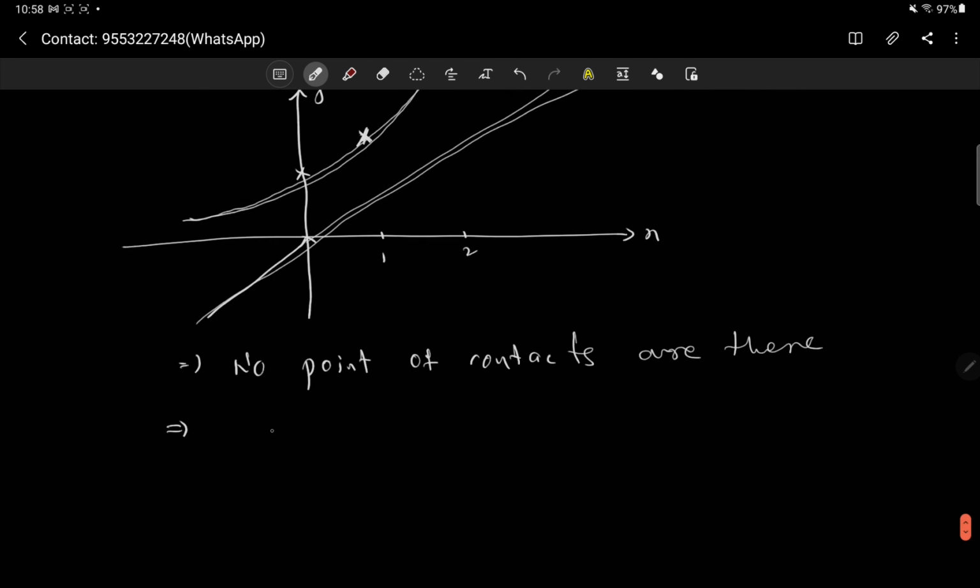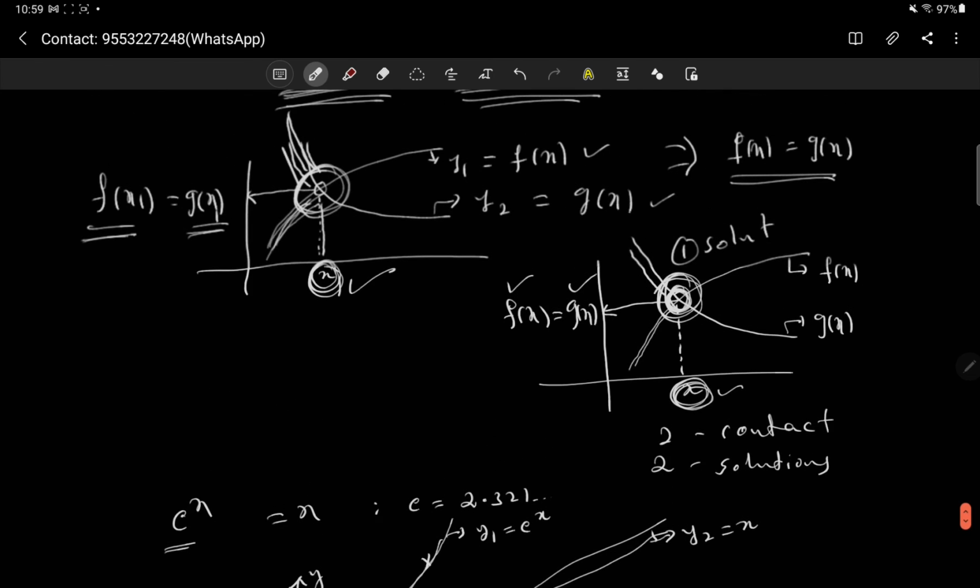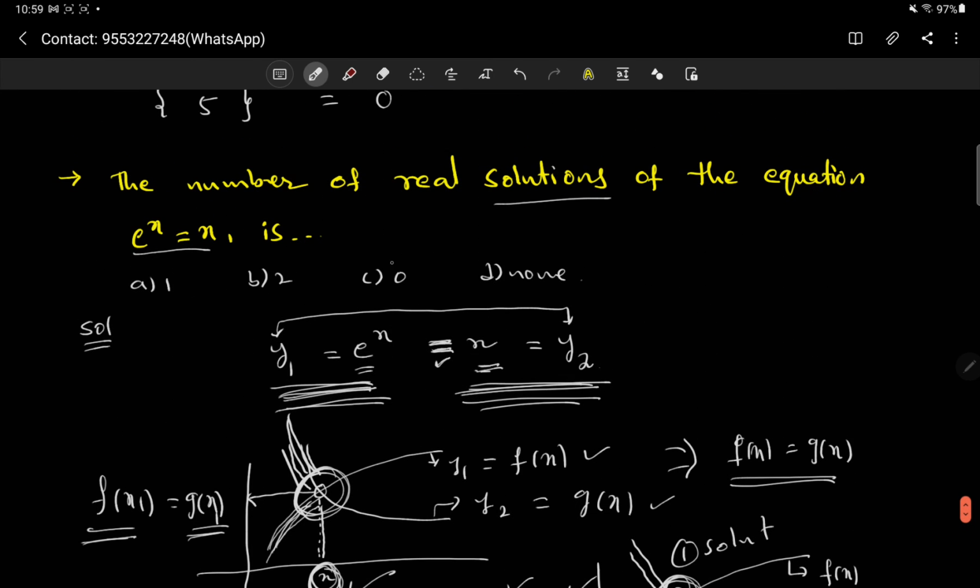This implies the given equation has no solutions. So which option is the correct one? Option C is the correct one.